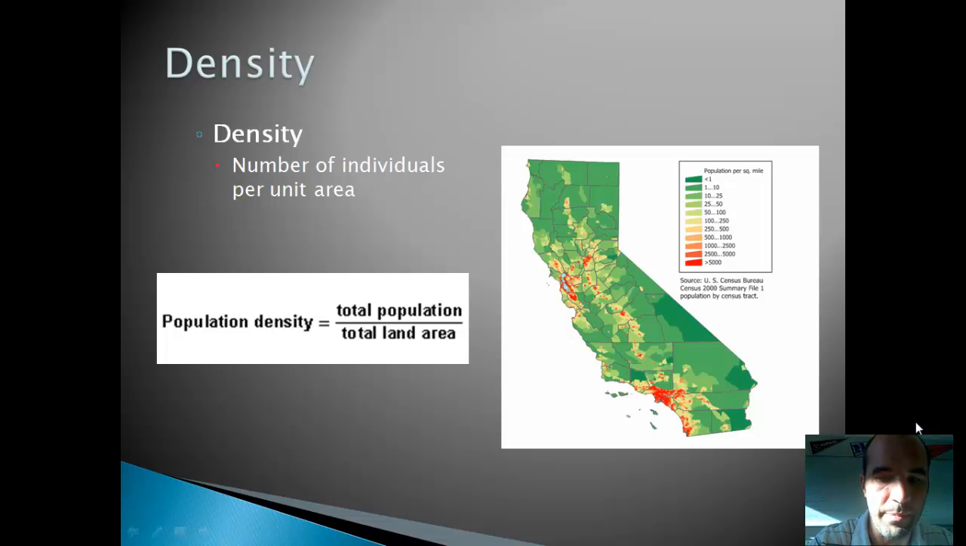Now we've got a map of density. Density is pretty easy to figure. It's just the total population divided by the total land area.